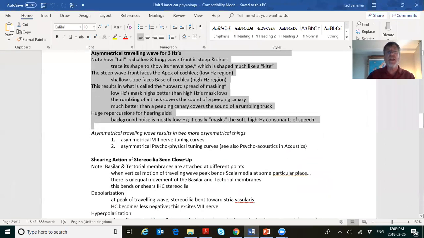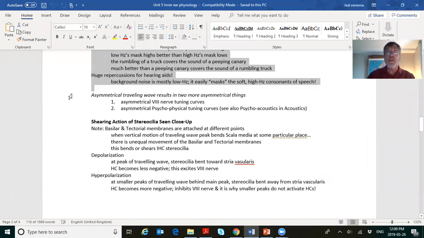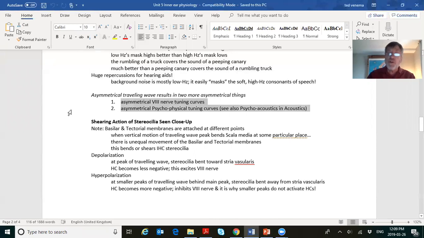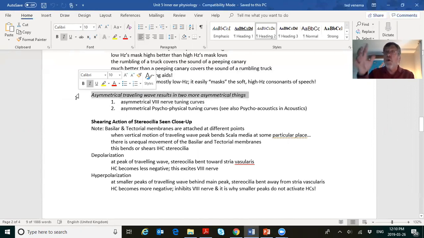Asymmetrical traveling wave results in two more asymmetrical things: asymmetrical tuning curves of the eighth nerve, and asymmetrical psychophysical tuning curves, which we will cover later in acoustics in our second last unit. We'll be looking at that in about 2 weeks' time, not now. But asymmetrical traveling wave has echoes or repercussions further up the system.